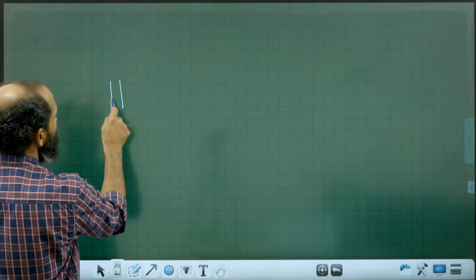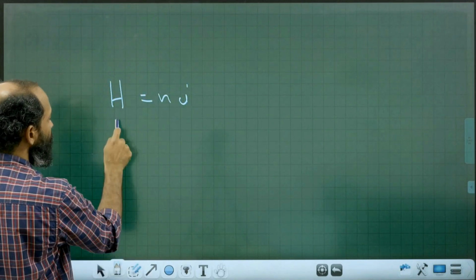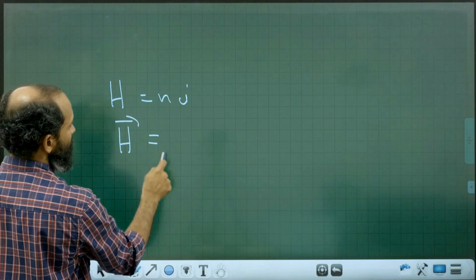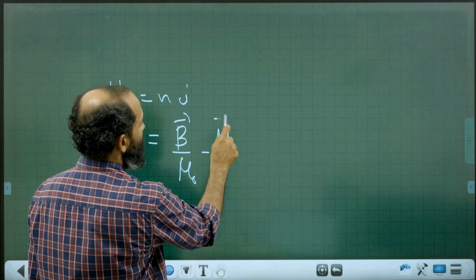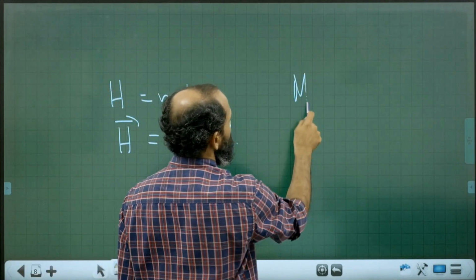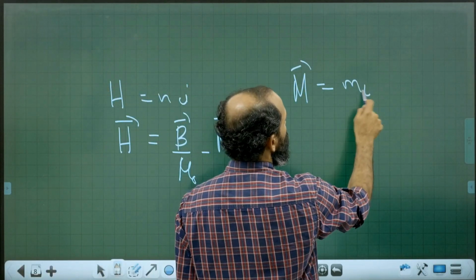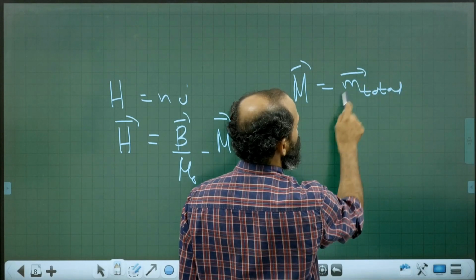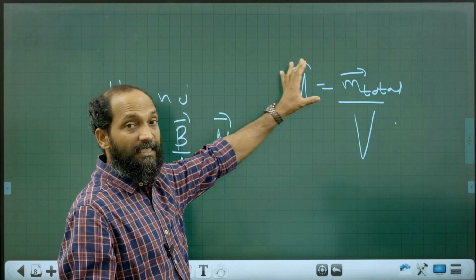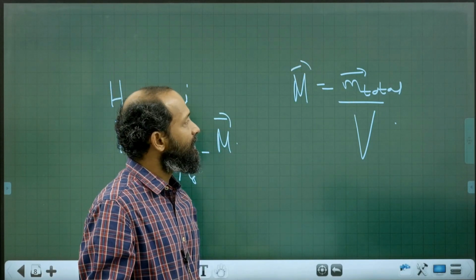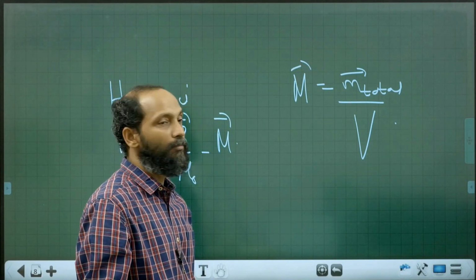So once again, H is equal to Ni. One more equation, a vector equation for this H, which is measured as B by mu 0 minus M, where magnetization M is defined as the total magnetic dipole moment vector divided by volume. That is called magnetization. Magnetization is the total magnetic dipole moment by volume.